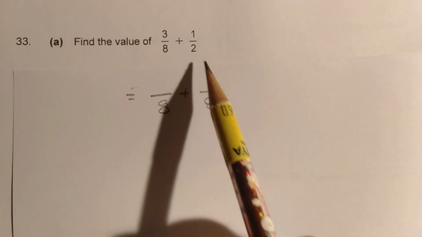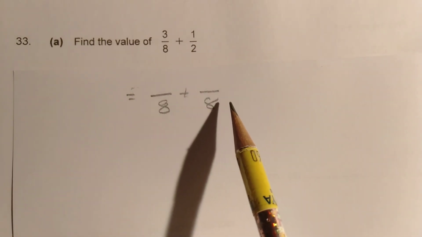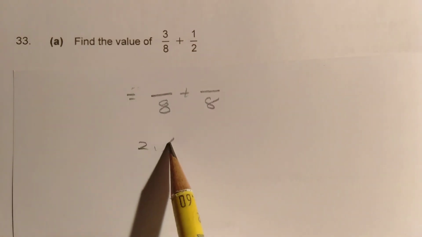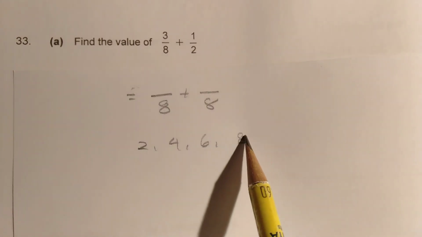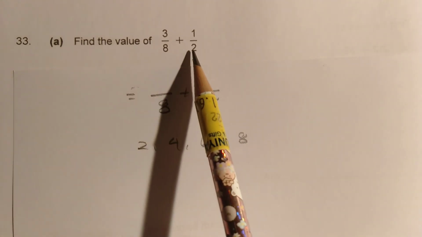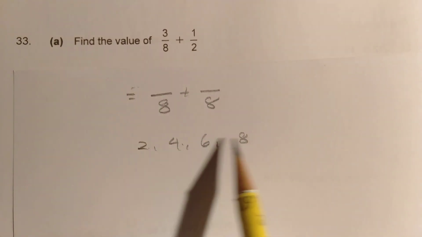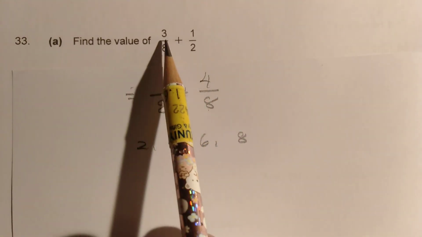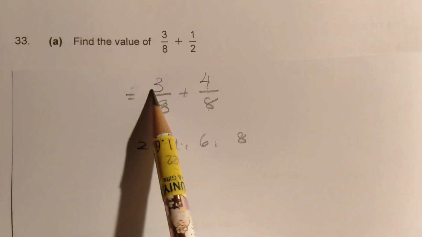I know I can change 2 to 8 because it is in the 2 times table, right? 8 and 2. 2, 4, 6, 8. This tells me I can multiply 2 by 4. 1, 2, 3, 4. I get 8. 1 times 4, I get 4. No change to this, 3/8.